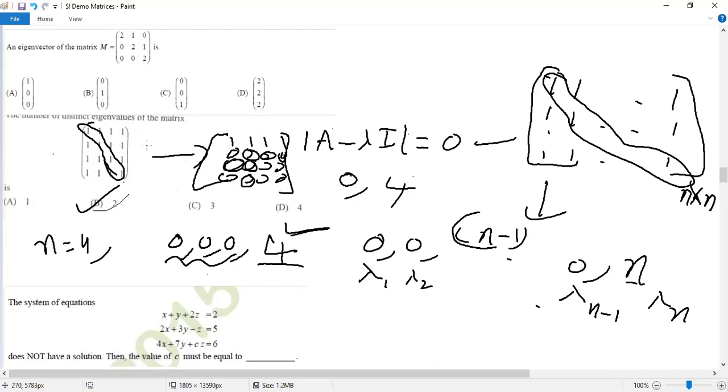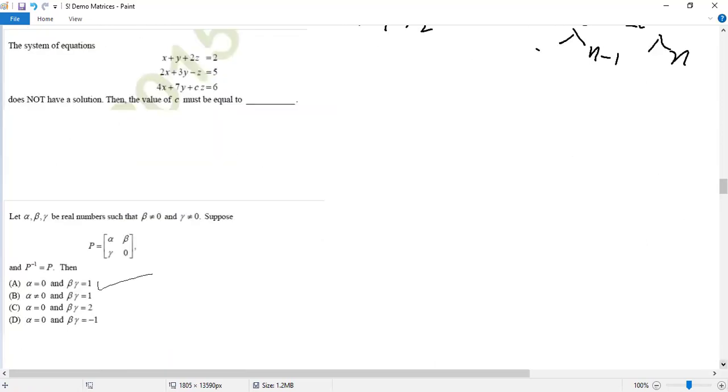Any doubts? Shall I go to the next question? Yes, ma'am. So this is known to you. You know eigenvalues, you know sum of eigenvalues, you know trace, you know everything. But you should be able to apply it in the exam.